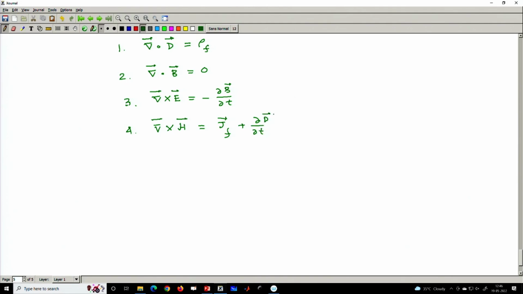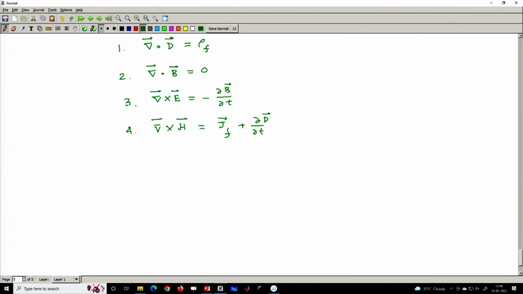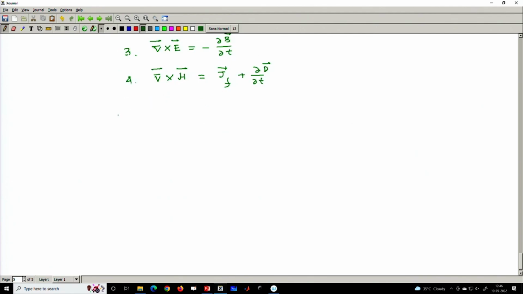Here you should remember a few things, because I am writing this in terms of D and H, so the expressions of D and H should be given. The expression of D in terms of E is epsilon 0 E plus the polarization P, that is one. The expression of H in terms of B and magnetization M is also there, so let me write it, minus M.